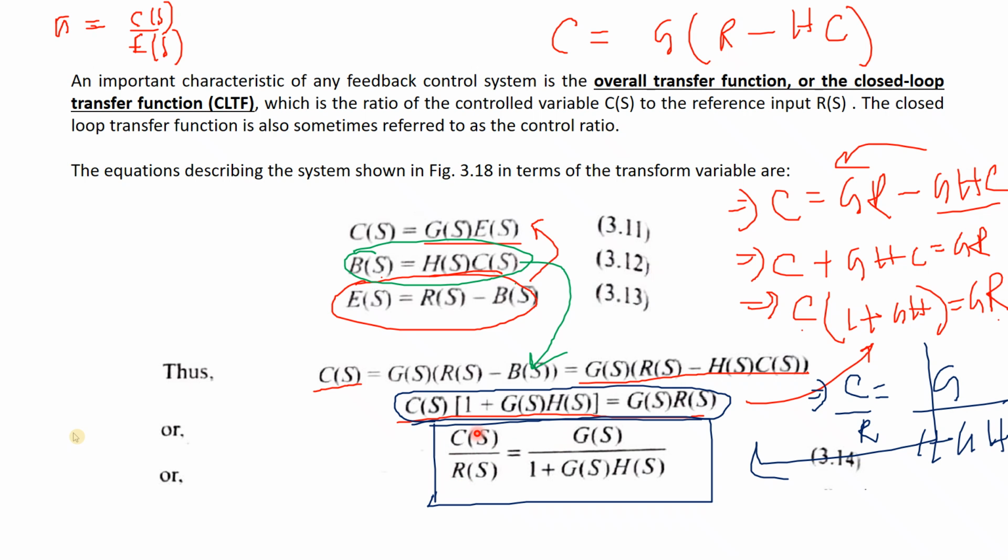See, R is the input signal. Our target is to write in this form, C by R, output by input. So we have C over here and R over here. We will just send R to the left hand side and this thing to the right hand side. So we are getting C by R equals G by 1 plus GH. That means CS by RS equals GS by 1 plus GSHS.